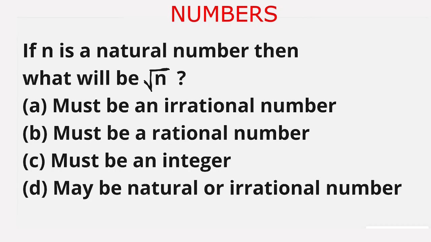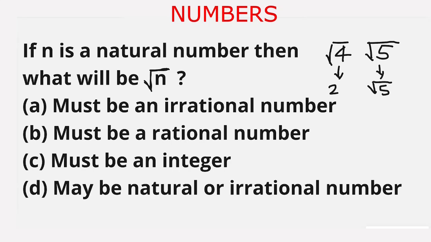We solve this question like this. We take the value of n to be 4 and 5. If we take root 4, we get 2. And if we take root 5, then we get root 5. When n is 4, then root 4 is 2, which is rational. And when n is 5, then root 5 is irrational.